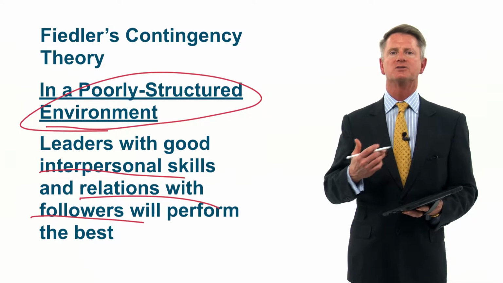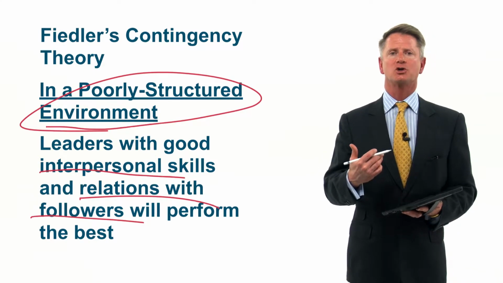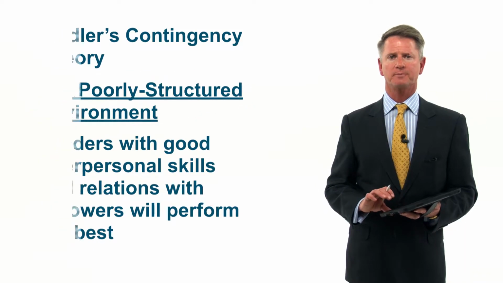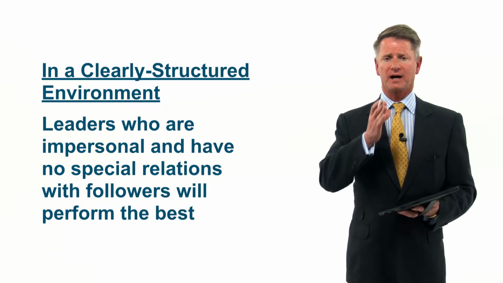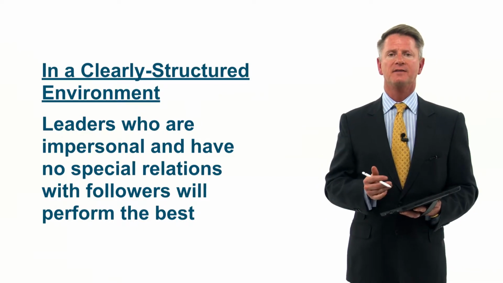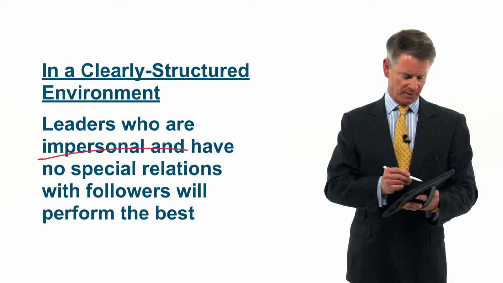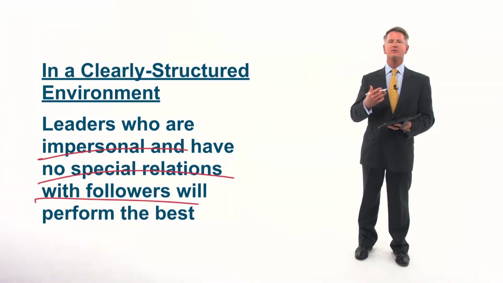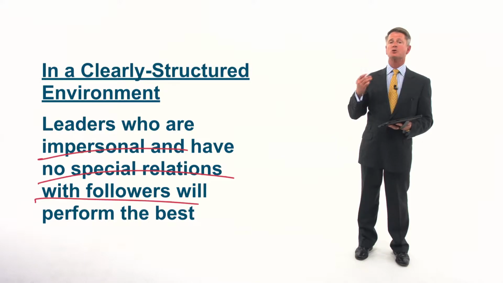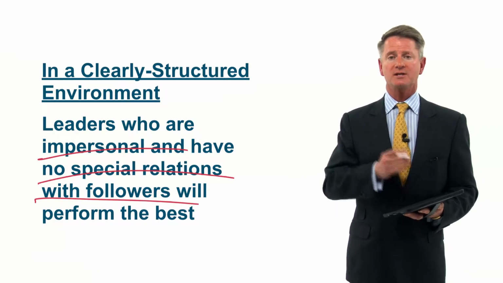So when the rules don't work, transformational leadership is what you need. And Fiedler's contingency theory then says an effective leader should become transformational when they recognize that the environment is poorly structured. In a clearly structured environment where the rules are clear and effective, the leaders who are most effective are those who are impersonal and have no special relations with followers. In other words, transactional leaders. When the rules are clear, what you want is a leader who can impersonally and fairly enforce the rules for everyone and can model the right behavior in terms of following those rules themselves. So clearly structured, we want transactional. Poorly structured, we want transformational. The important thing, if you are that leader, is your ability to recognize when you're facing each situation.